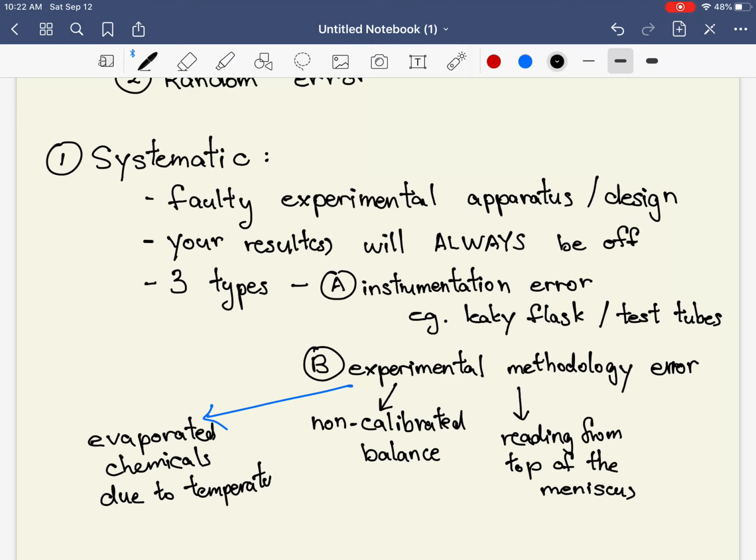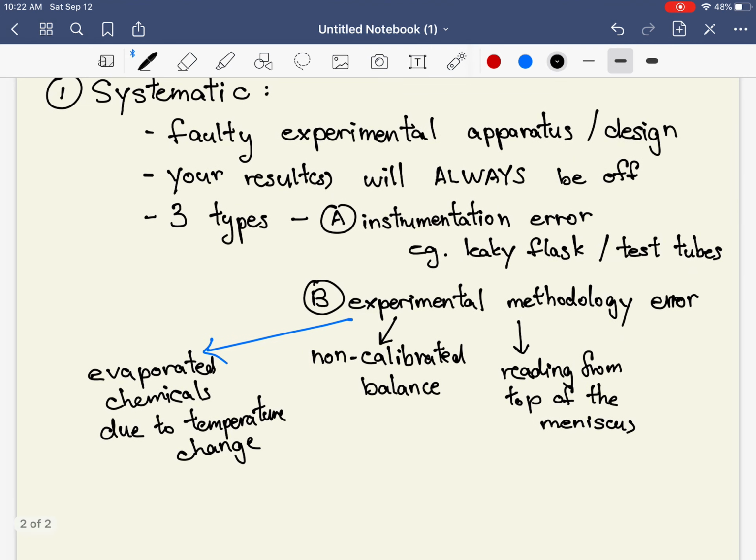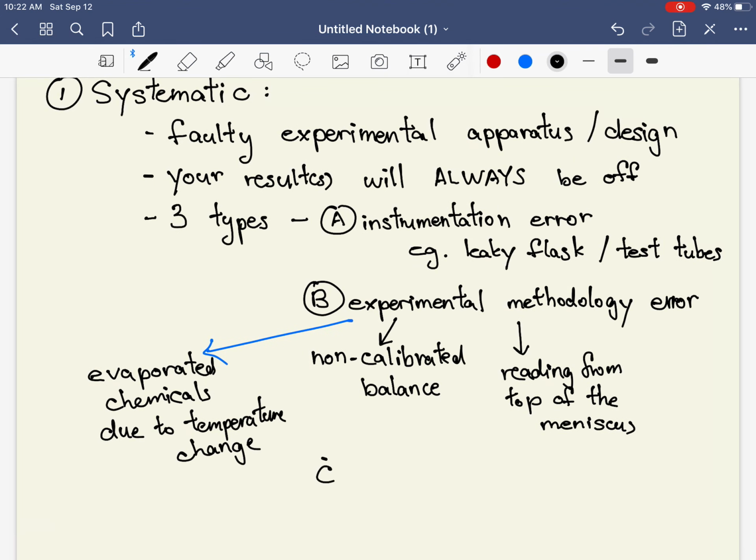Due to temperature change. So make sure you write this down. Okay, so those are the two types. There's one more type which I will write down very soon. The third type of systematic error is dealing with some sort of personal error.